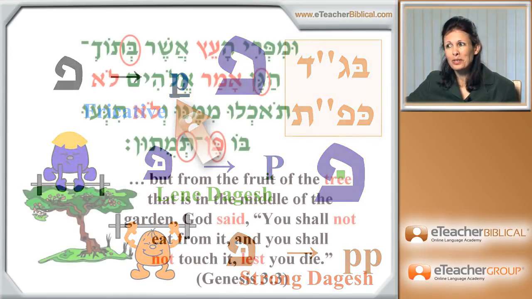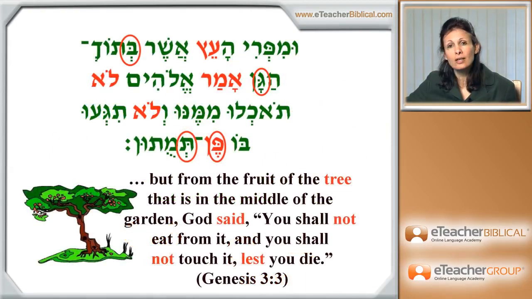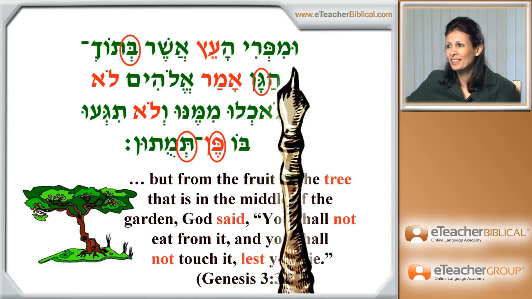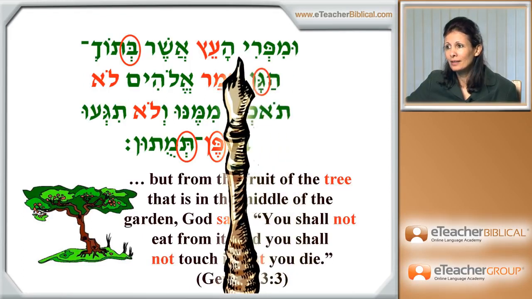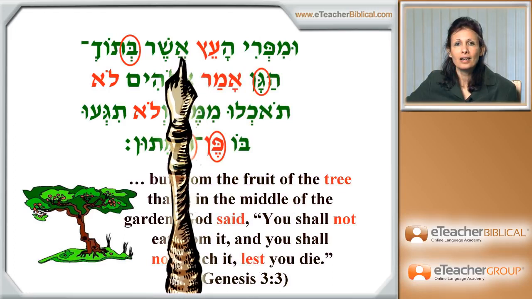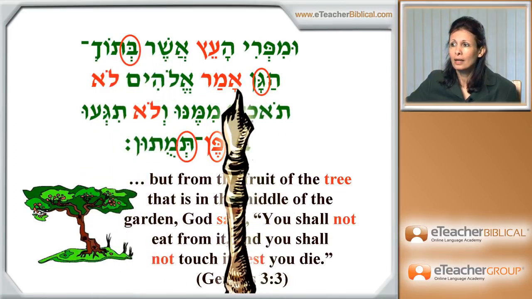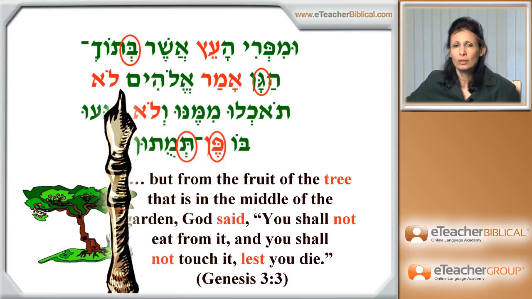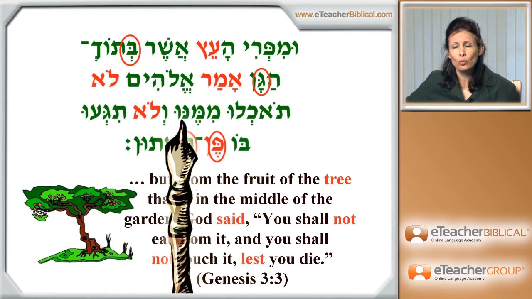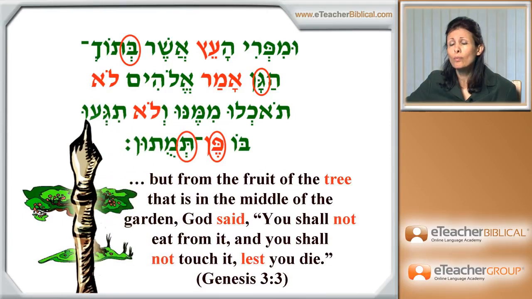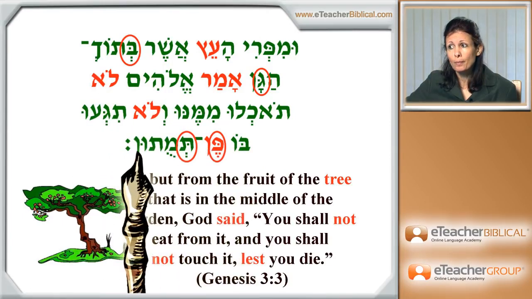Let's see some of the Dageshes here within Genesis 3:3. You see some letters are in circles. I will talk to you about each one of them. But let's read first. ומפרי העץ אשר בתוך הגן אמר אלוהים לא תאכלו ממנו ולא תיגעו בו פן תמותון.